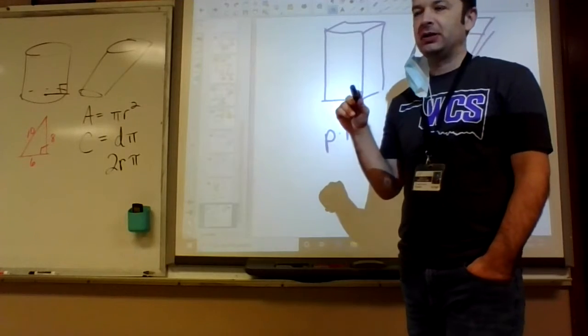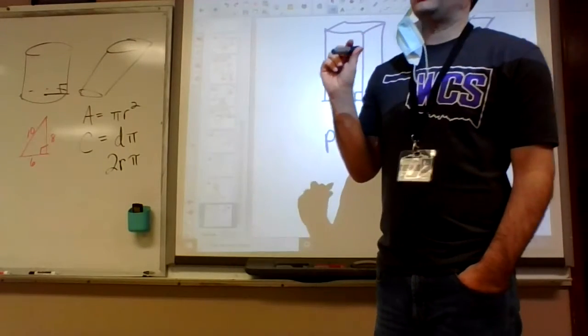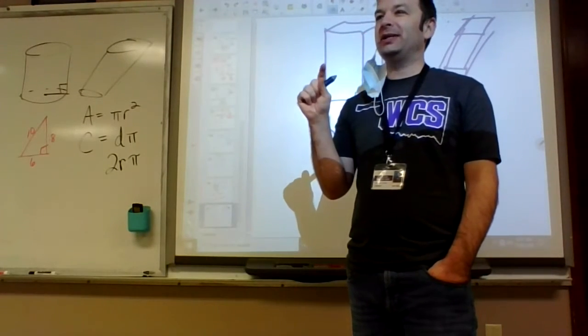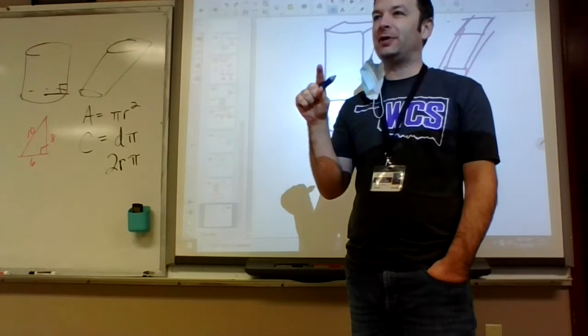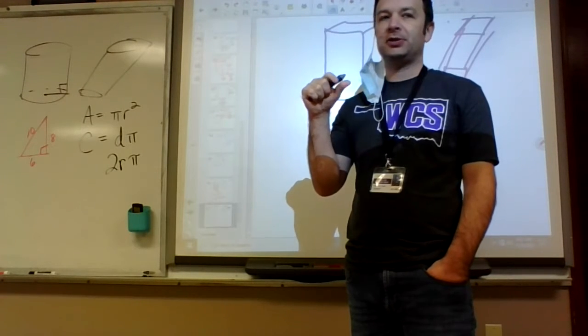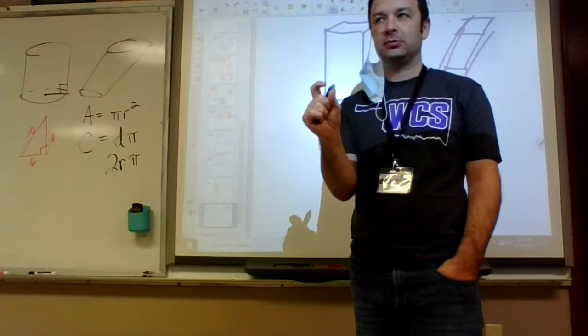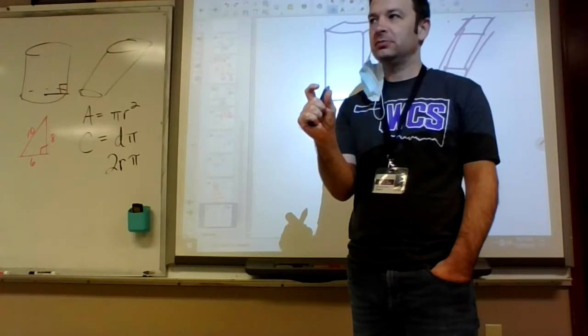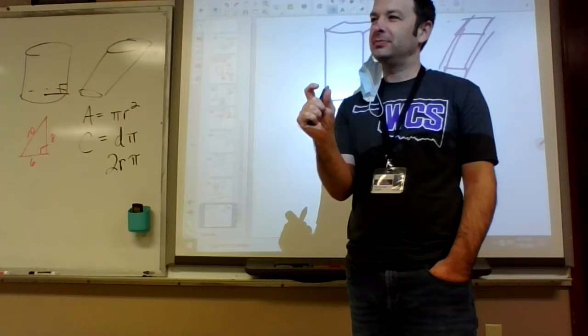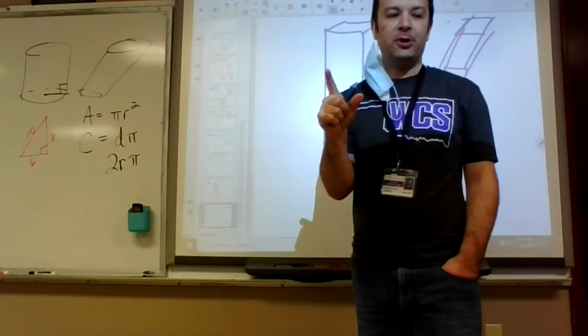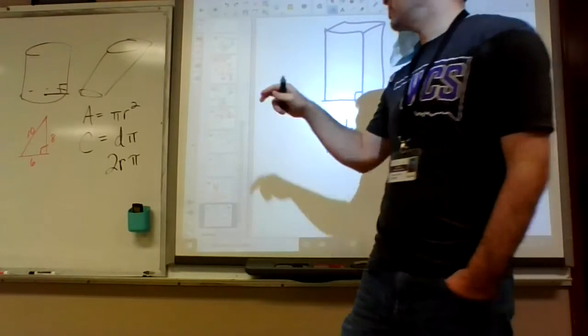Are we on number 1? Yes. Okay, 48, right? The perimeter of the base is 12 times 4, because it's a square with the side of 12. That makes sense? So the perimeter of the base is 12 times 4, which is 48.